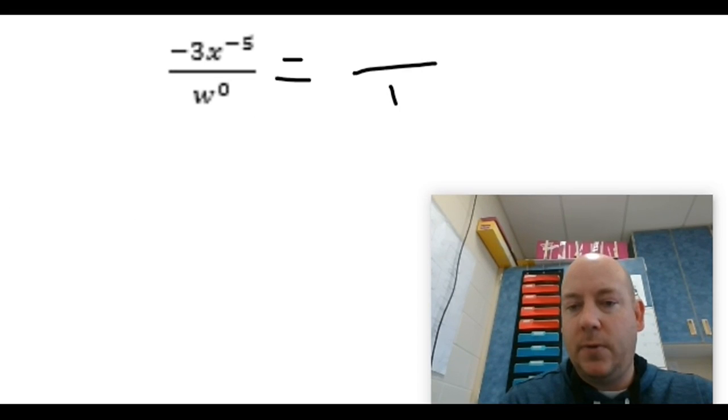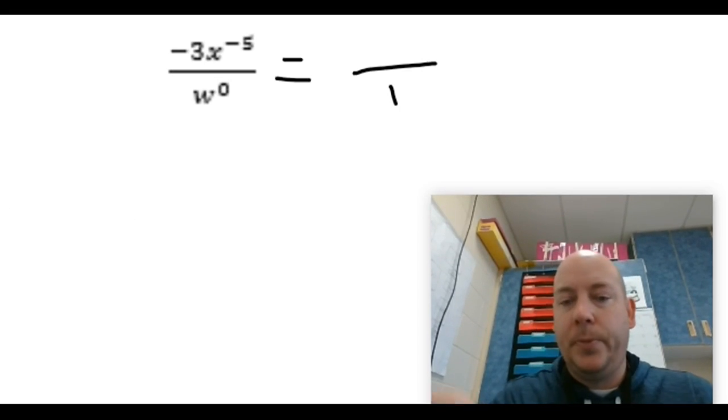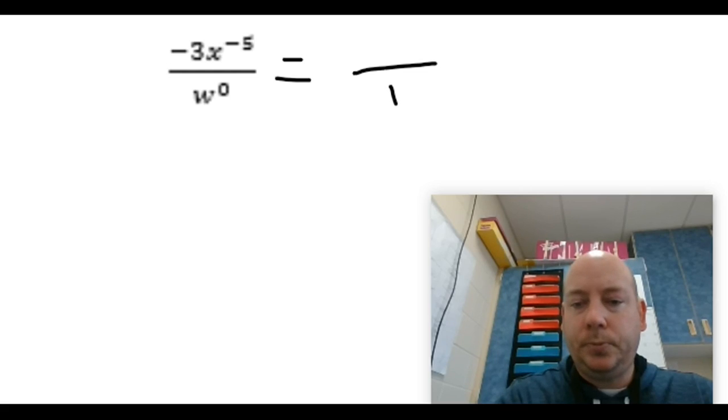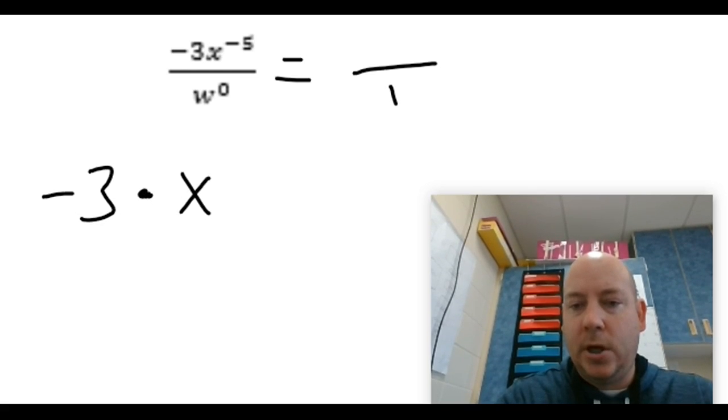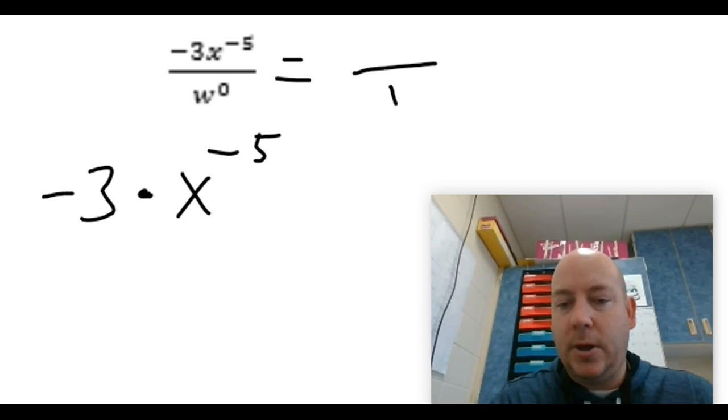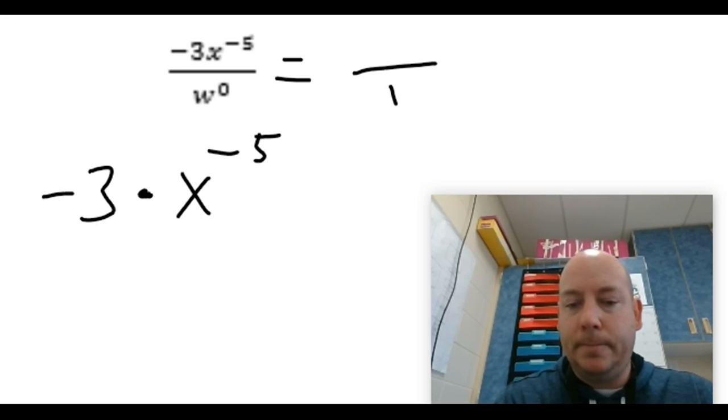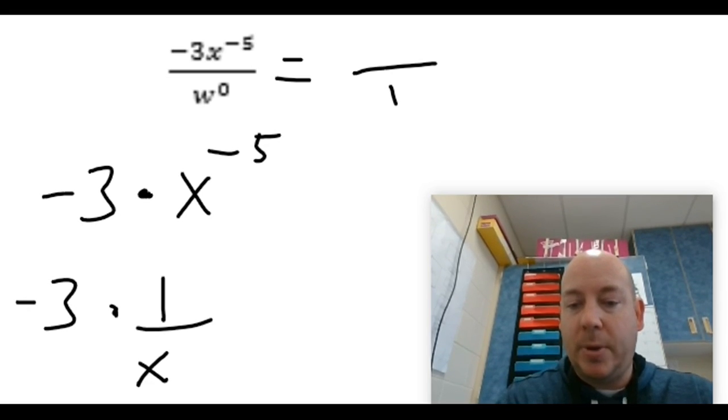Negative 3x to the negative fifth. Now, we want to separate this out. And sometimes this is a mistake students will make when first learning this stuff. The exponent is only on the x. You can think of it like that, negative 3 times x to the negative fifth. So the negative 3 is going to stay the same. It's still going to be negative 3. X to the negative fifth is going to be 1 over x to the positive fifth.